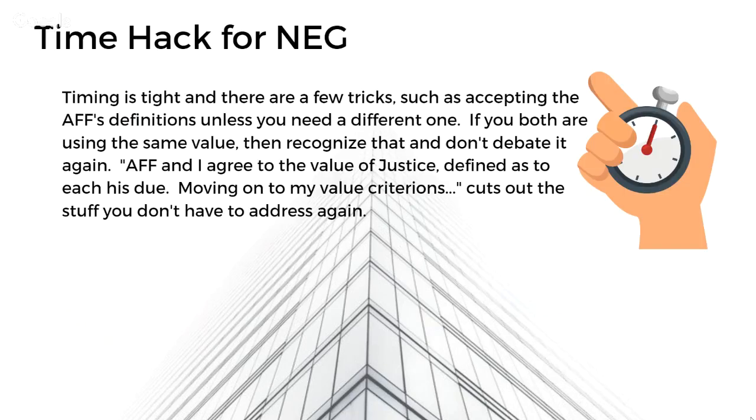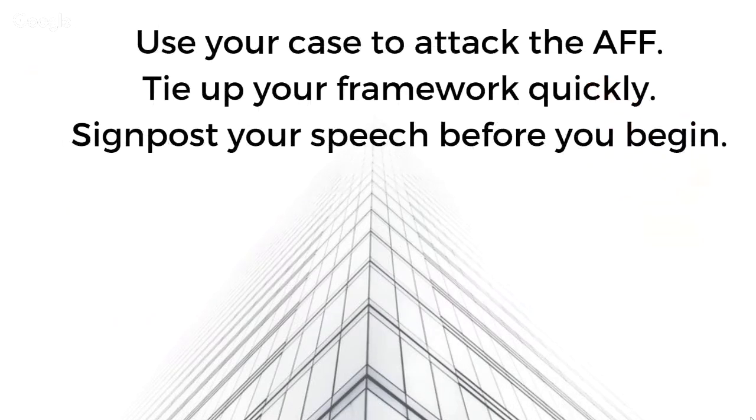Now here's a time hack for neg. If you're both using the same value, then just recognize that and don't debate it. Just move on. AF and I agreed on the value of justice as defined to each his due. Moving on to my value criterion cuts out all of the stuff you don't need to address again. Move on quickly. The time constraints are serious. Use your case to attack the AF if you can.